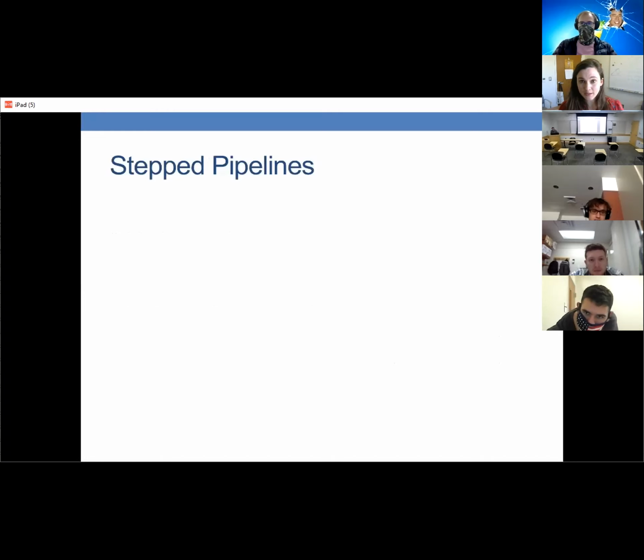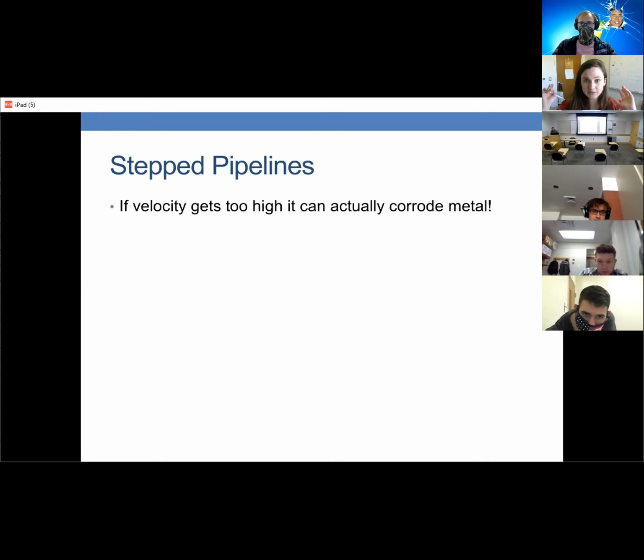Okay, so one thing though is if velocity gets too high, it can corrode metal, especially if it has some kind of powder in it. Like what if it has gunpowder in it, for example, and it's going real fast and the powder will just scrape against the sides. So if it gets too fast, it's bad. Let's get some thoughts about what you might do to keep it from getting too fast.